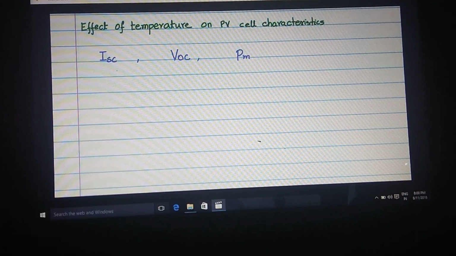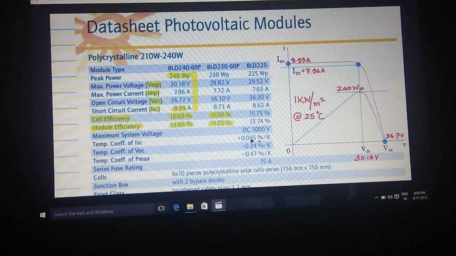Let us now have a look at the data sheet and see what numbers and values they give. Here in this data sheet, you see there are three parameters: temperature coefficient of ISC, short circuit current, temperature coefficient of VOC, temperature coefficient of Pmax. These are the three parameters that we would be discussing now.